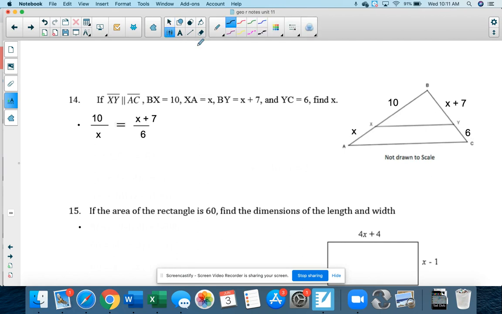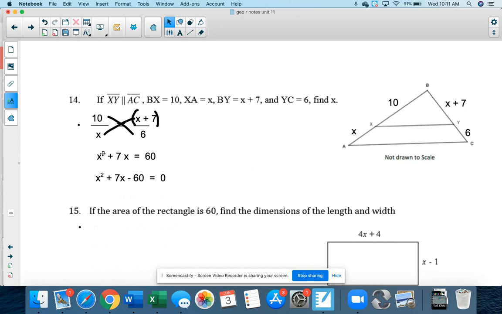Now, the way that I solve a proportion is I cross multiply. So x times x plus 7, you're actually multiplying it by the whole thing. x times x plus 7 is x squared plus 7x. 10 times 6 is 60. Now I'm right back where I started. I want to bring everything to one side, so I'm going to subtract 60. And I'll have x squared plus 7x minus 60 equals 100. Then I have to factor, so I'm looking for the numbers that multiply to 60 and add up to 7.